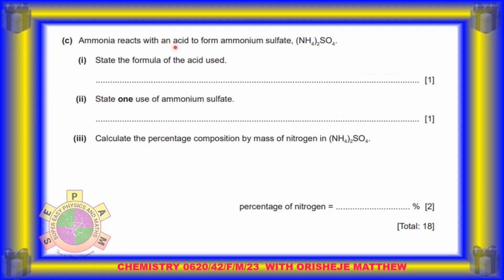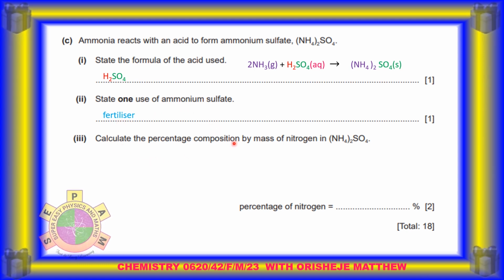Ammonia reacts with acid to form ammonium sulfate. State the formula of the acid used. From this word sulfate, you know that it is sulfuric acid. So this equation is to form ammonium sulfate. So what is the acid used? That is sulfuric acid. State the formula of the acid used: H2SO4. State one use of ammonium sulfate. Ammonium sulfate is used as fertilizer. That is a commercial use.